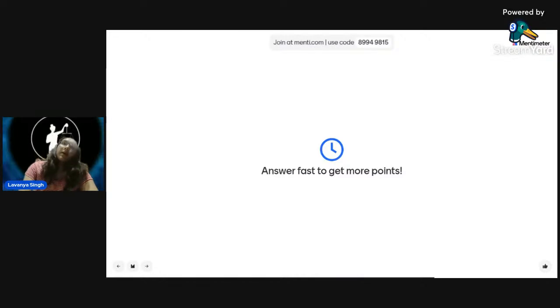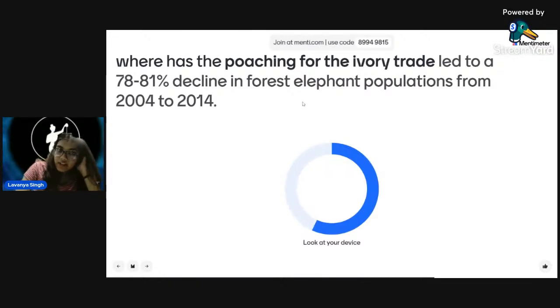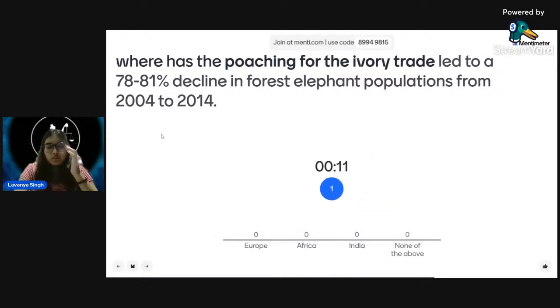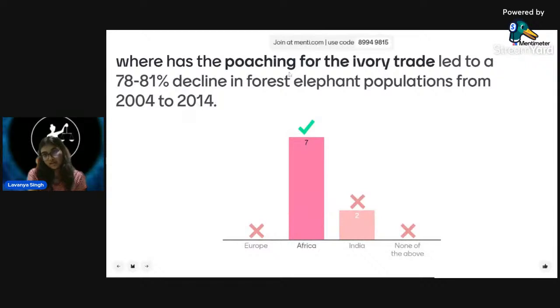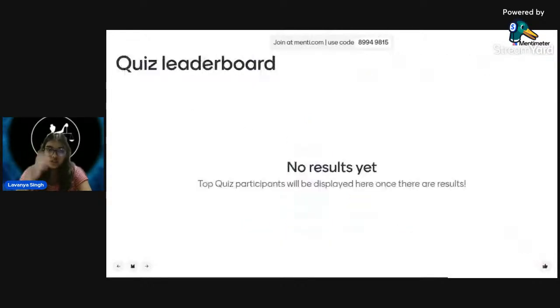Moving to the last question for the passage, I think. Whereas the poaching for the ivory trade led to a 78 to 81% decline in forest elephant populations from 2004 to 2014. Options are Europe, Africa, India, or none of the above. Very good. The correct answer is Africa, because elephants are majorly found in African and Asian countries. Okay, I am moving to the leaderboard.